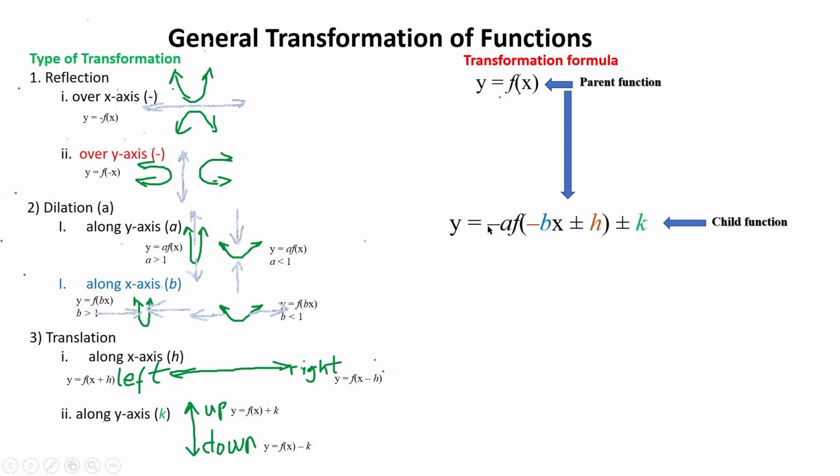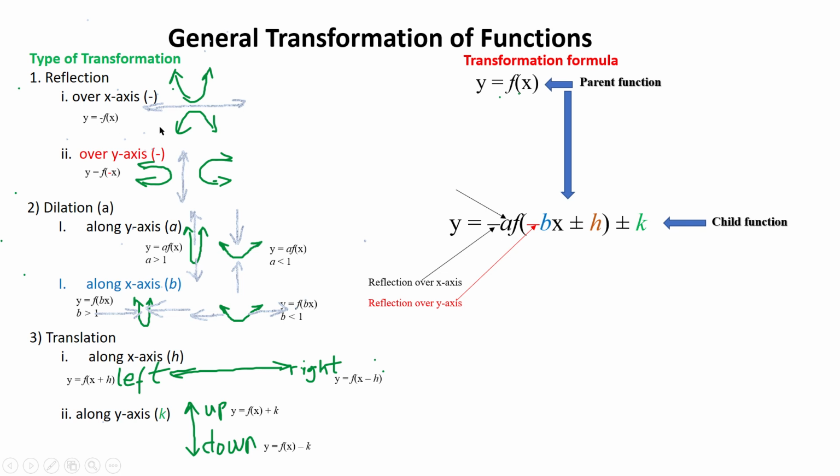So let's look at how the whole thing was put in here. The negative sign directly in front of f(x) here indicates a reflection over the x-axis. And the negative sign inside the parenthesis, right in front of x, is an indication of a reflection over the y-axis.